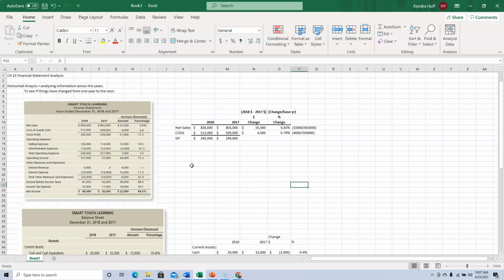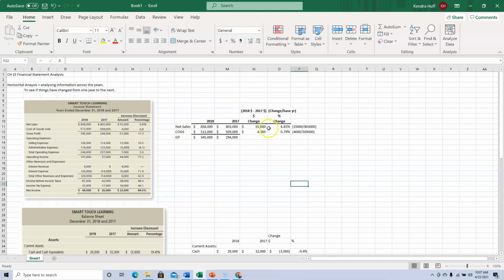All right, another type, but you can see what's happening here. Our sales went up by 6.85%. Cost of goods sold only went up by 0.8%. So that's a very minimal amount. So they basically were able to increase their sales price or sales without a requisite increase in cost of goods sold. And that's why their gross profit went up by so much.